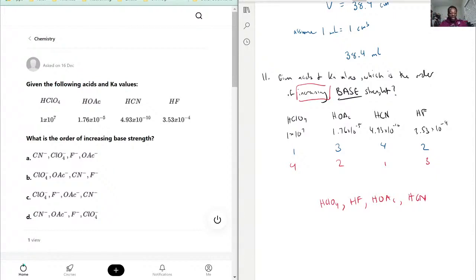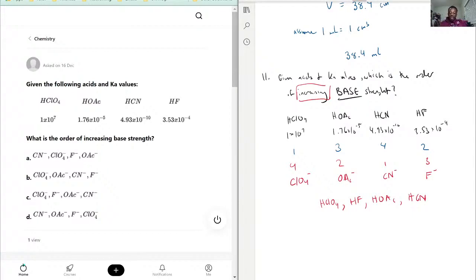So as you notice right away when you look at the answers, they don't have the protons anymore, the hydrogens, which is actually the more accurate choice because we're looking for the increasing base strength, so you're looking at the conjugate base. So right under here, I'll write down what the conjugate base for each one would be, without the protons. So ClO4 minus, OAc minus, CN minus, and F minus. Okay, that would be it.